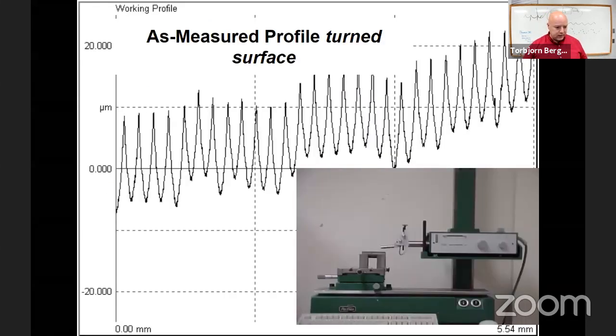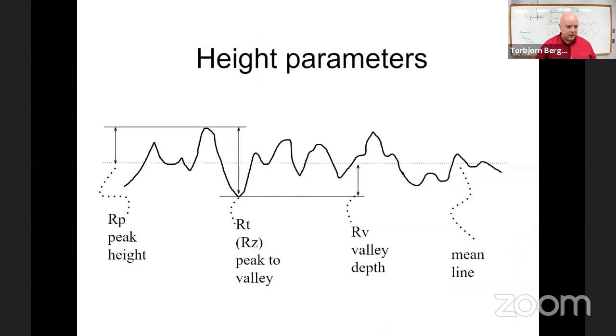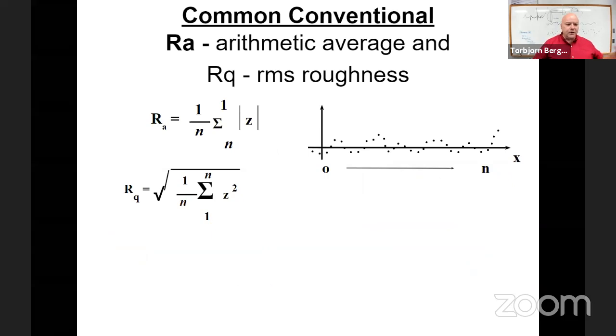This is what a typical trace looks like from one of these turned surfaces. You can see it's got waviness and it's got roughness in it. You can separate those two by doing some filtering, so you can take one signal out and just leave the other one. There's a bunch of different parameters. I'll do a short little mini lecture to go through the important stuff from here.